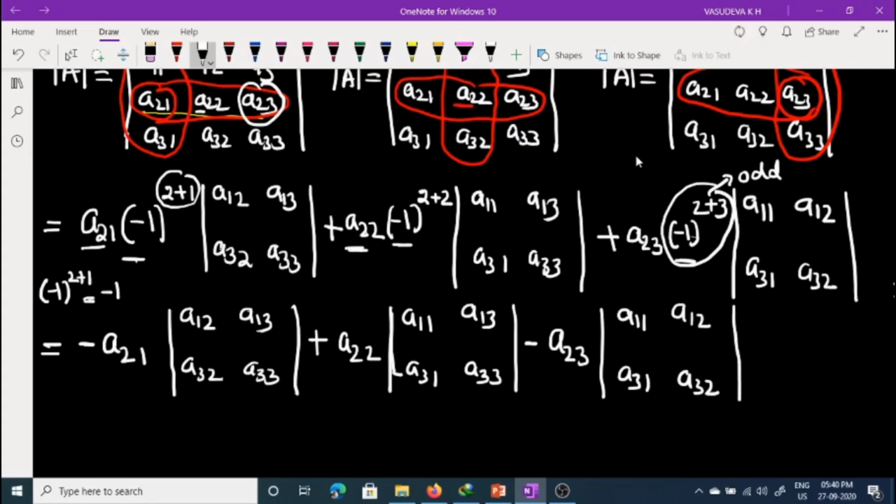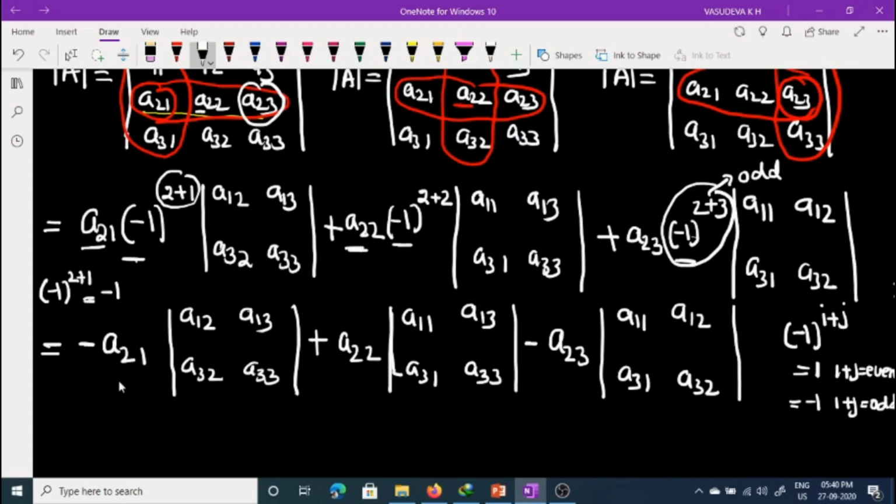Now we have decided the sign, plus or minus, according to the sum of the suffixes. So minus 1 to the power of i plus j, where i denotes the row and j the column, is equal to plus 1 if i plus j is even, and it is minus 1 if i plus j is odd.